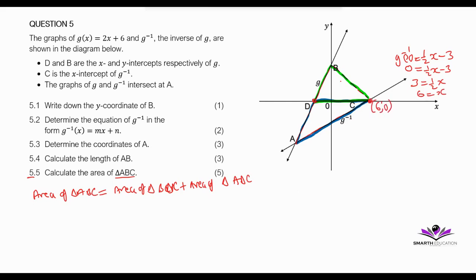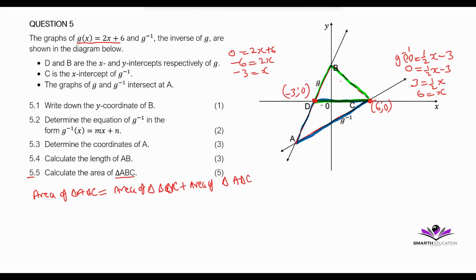Then the coordinates of D is the x-intercept of g. So 0 is equal to 2x plus 6. And then negative 6 is equal to 2x, meaning that negative 3 is equal to x. So the coordinates of D are negative 3, 0.